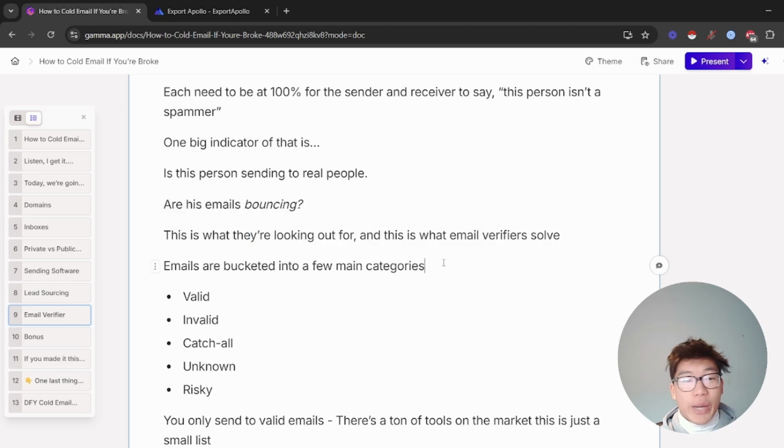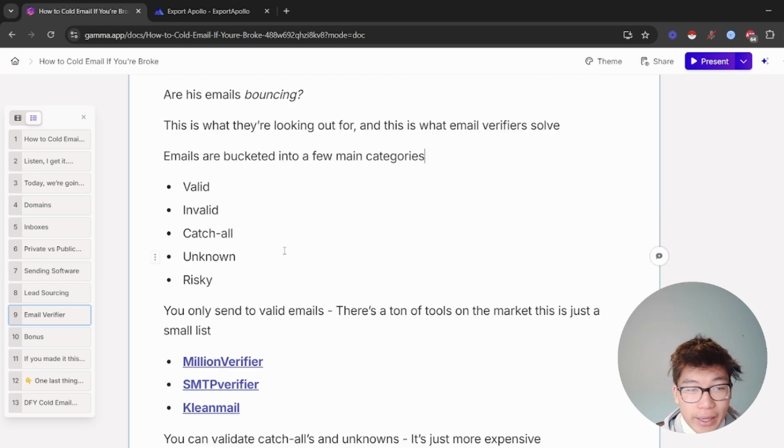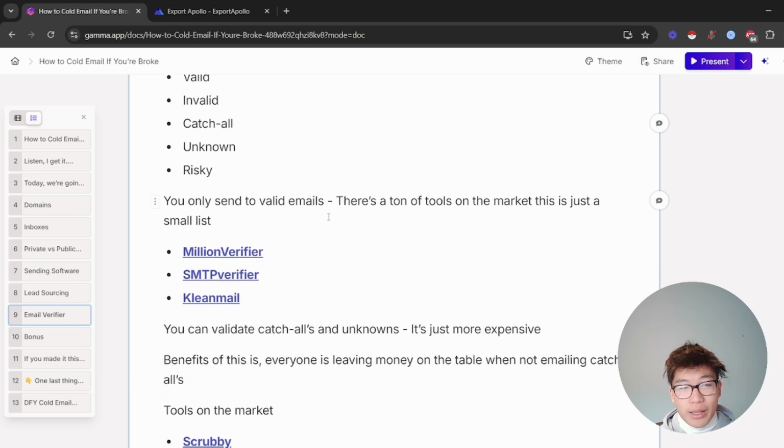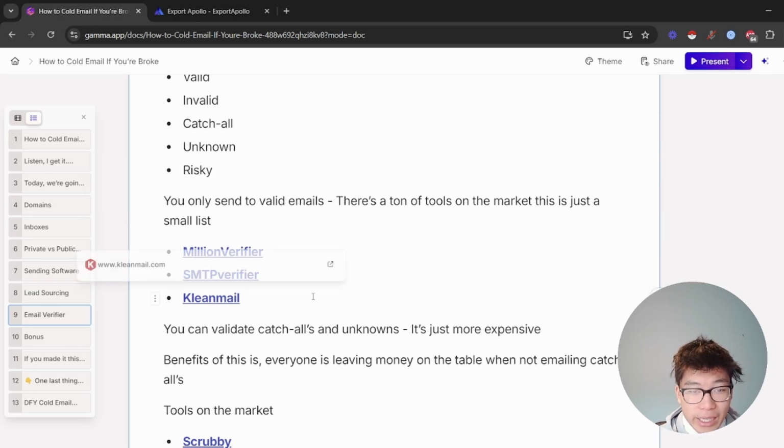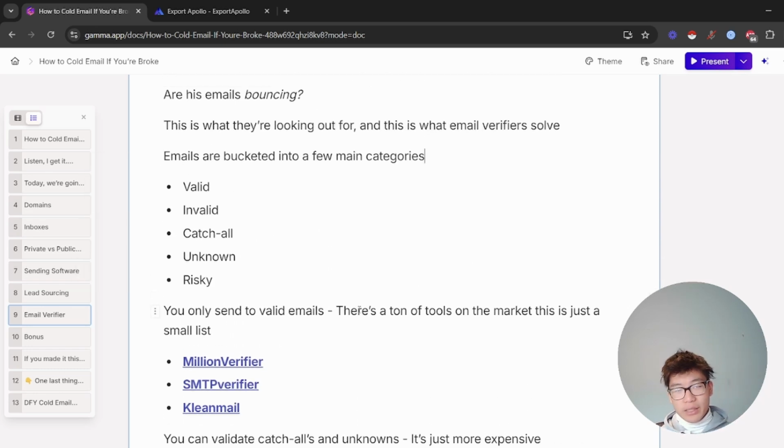Emails are bucketed into a few categories: valid, invalid, catch-all, unknown, and risky. You only send to valid emails. There's a ton of tools on the market, and this is just a small list: Million Verifier, SMTP Verifier, and Clean Email. The way this works is when you put emails through these software tools, they'll give you one of these five tags.